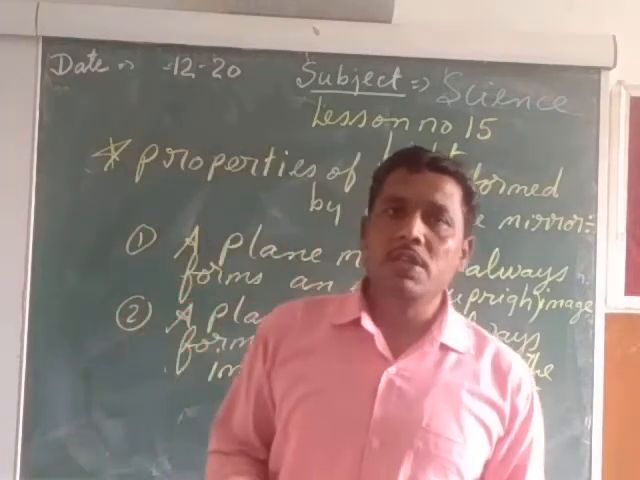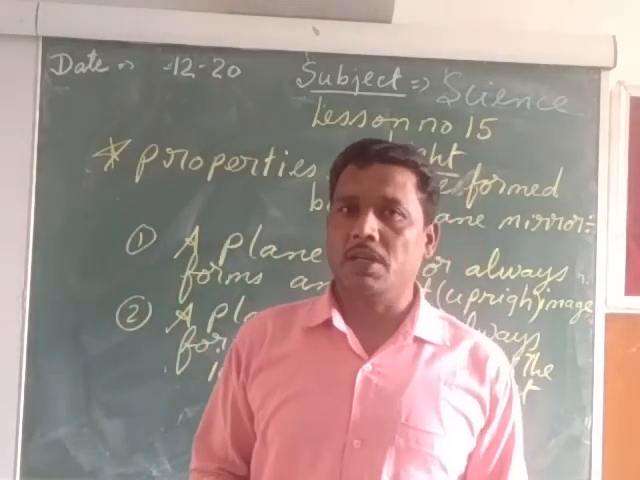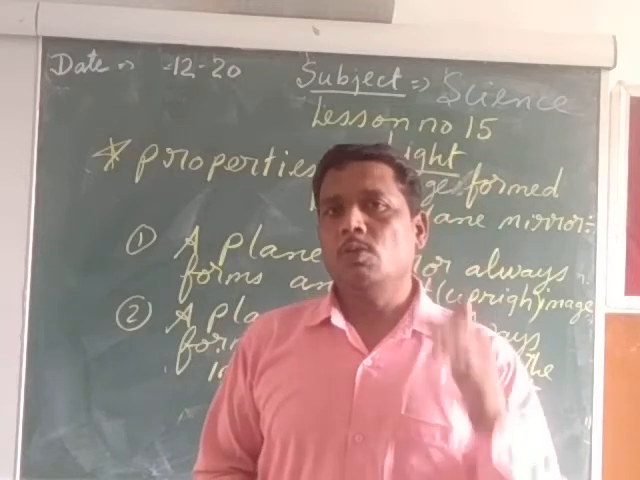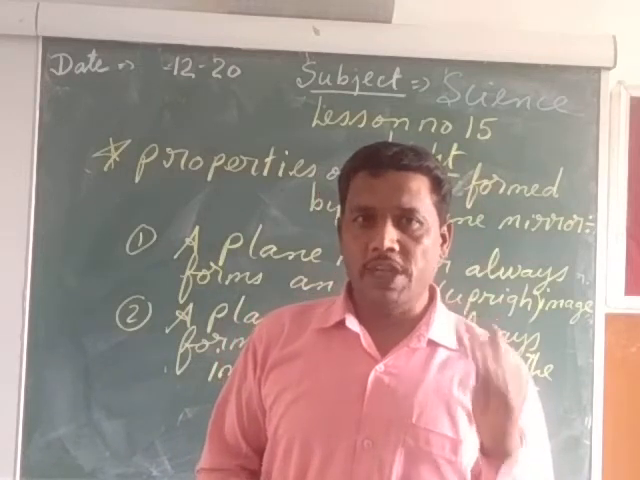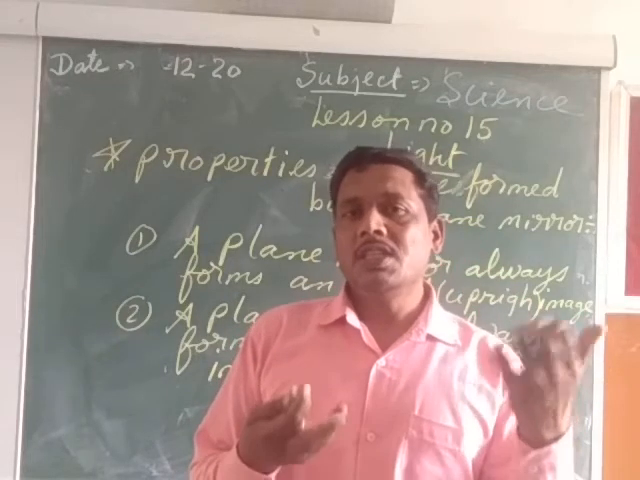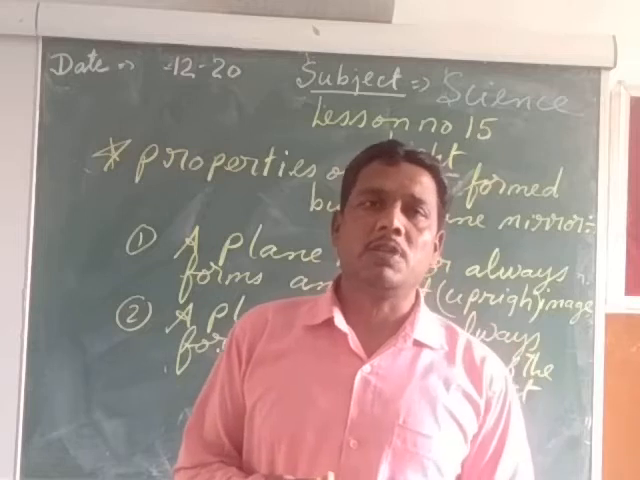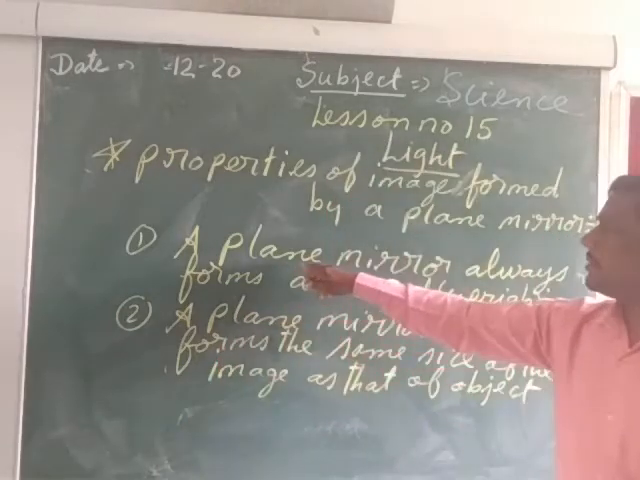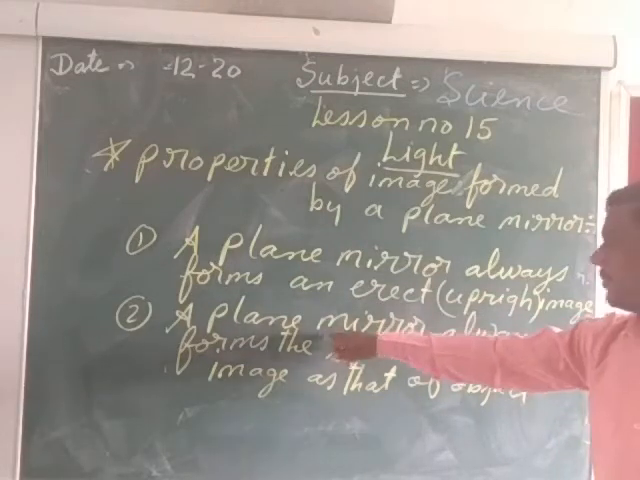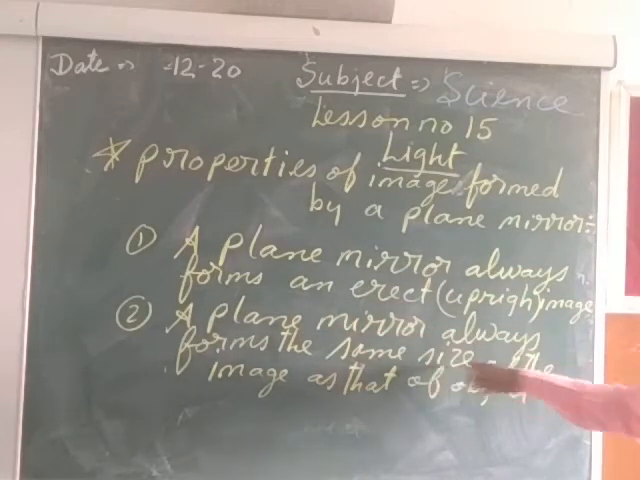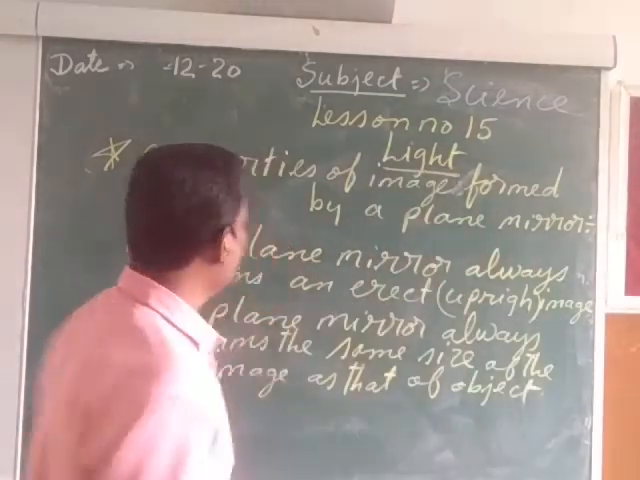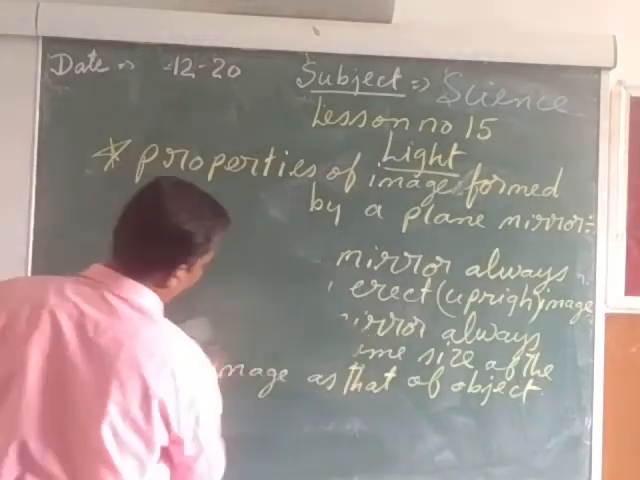So what is the size of the object in front of the mirror? The same will be the size of the image inside the mirror. What is the shape and size of the object in front of the mirror? The same will be the shape and size of the image inside the mirror. So the first point is that a plane mirror always forms an erect or upright image. The second point is that a plane mirror always forms the same size of image as that of the object. So these are the two properties. Now let us see the third property.